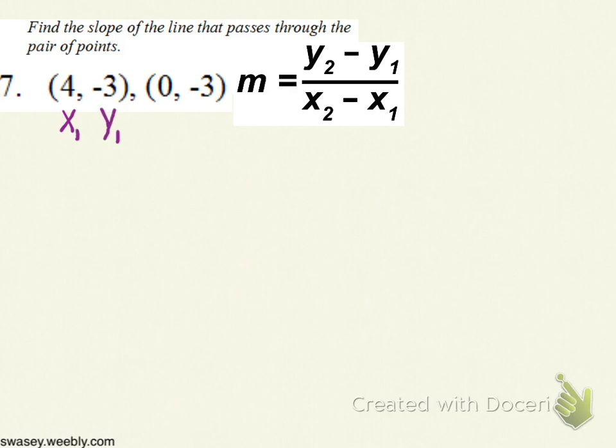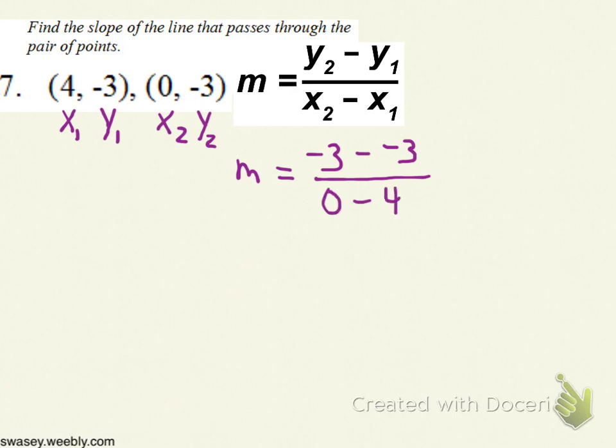Label your points. Substitute into the slope formula. On top, -3. Minus in the formula, minus a -3. And then on the bottom, 0 minus 4. So you get 0 over -4. Again, if the top is 0, it is 0.